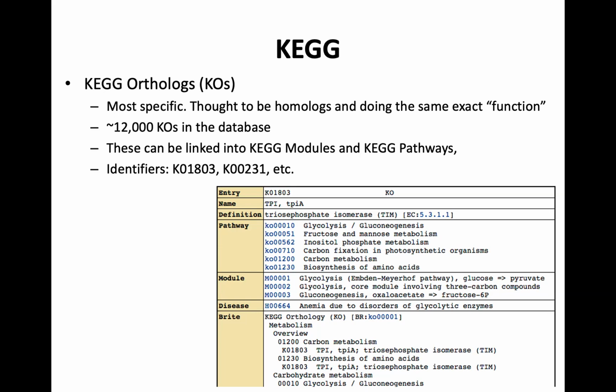And then those KEGG orthologs can be grouped into KEGG modules and KEGG pathways. And I'll talk about that in a second. They have identifiers like you see there. You'll often see them in manuscripts, K01803, et cetera. And this is just an example for K01803 that has, if you go to the website, a name for that, a definition, and shows you what pathways and modules it's involved in. And sometimes there's even information about human diseases. If it's a human ortholog, they'll link it to disease.